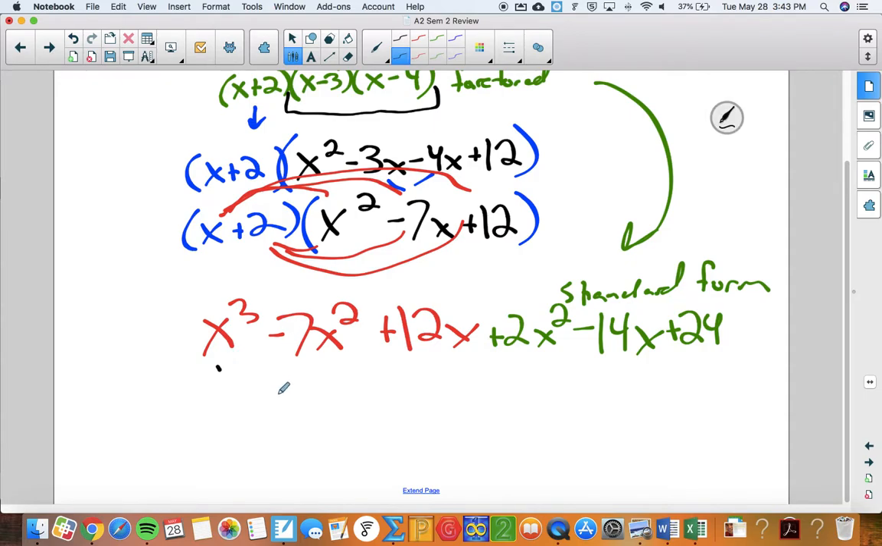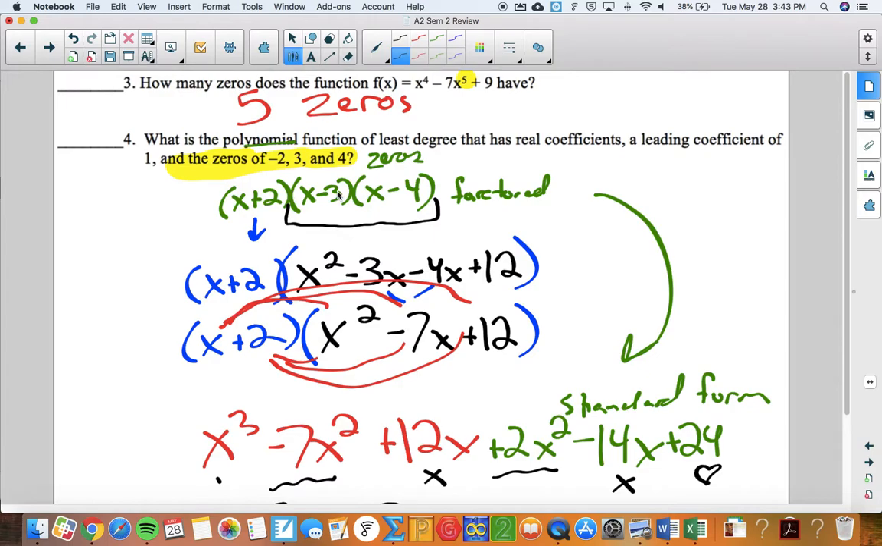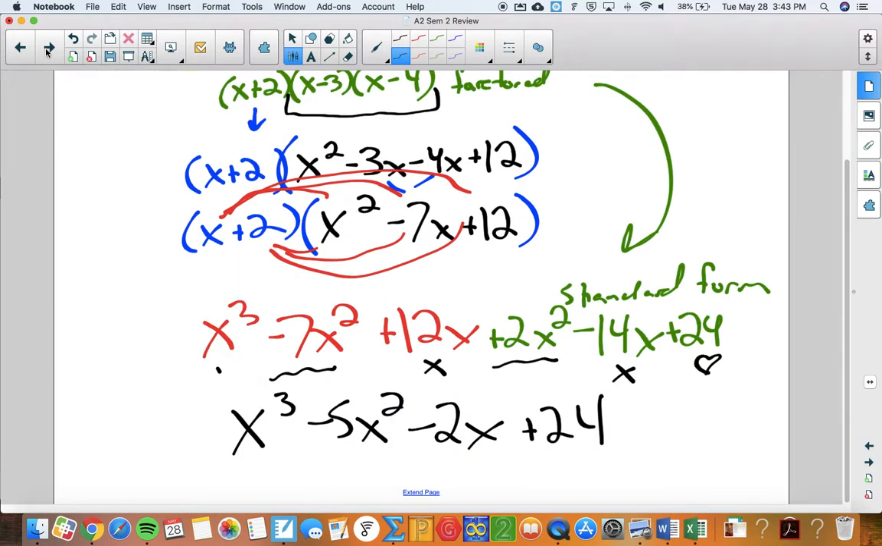I don't have an x to the third anywhere else, so I bring that down. For x squared, I get negative 5x squared. For x and x, I get negative 2x. And then at the end here, I have a constant, positive 24. Oh yeah, that looks good. So we took the zeros, put them in factored form, and multiplied our factored form together to get our standard form.